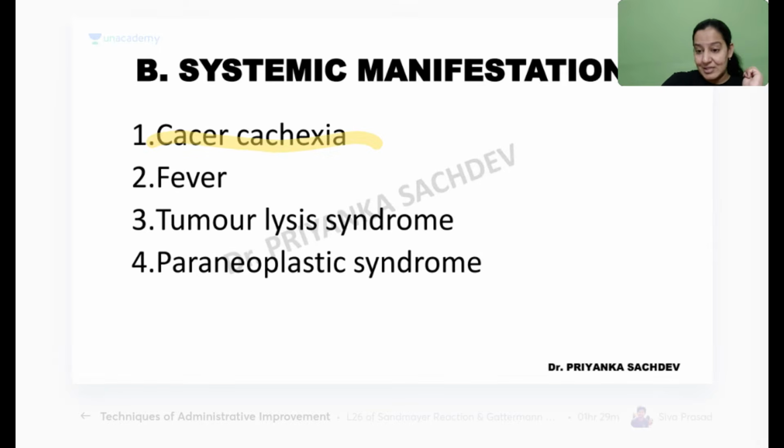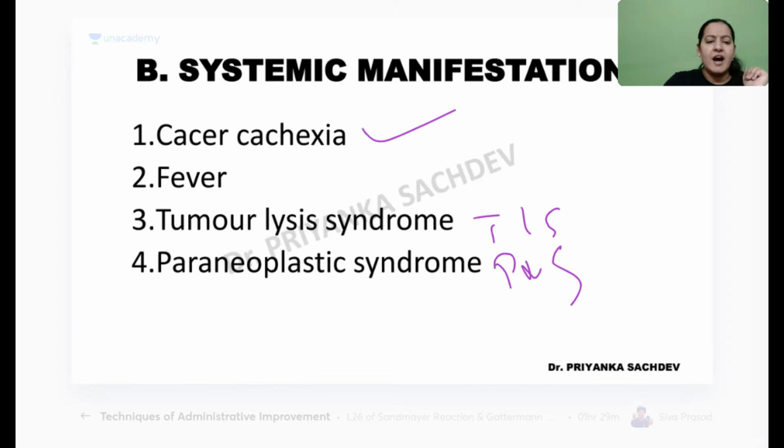Cancer cachexia. Yes, Rocket, you are right. Cancer cachexia, number 1. Fever, number 2. Tumor lysis syndrome, TLS, number 3. And paraneoplastic syndrome, PNS, number 4. So I will discuss TLS and PNS in much detail. So let me start with cachexia.